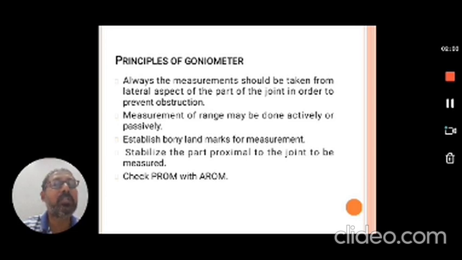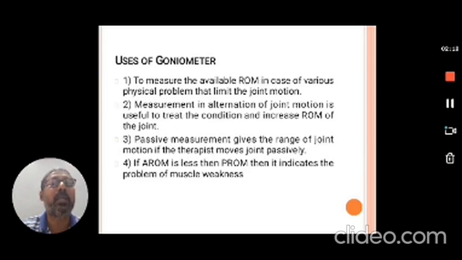Measurement of joint range may be done actively or passively. Establish bony landmarks for measurement perfectly. Stabilize the proximal part of the joint which is to be measured. Check both active and passive range of movement.